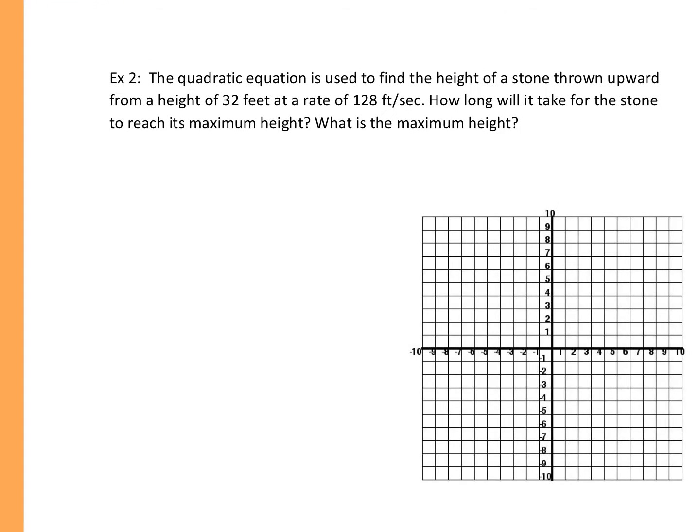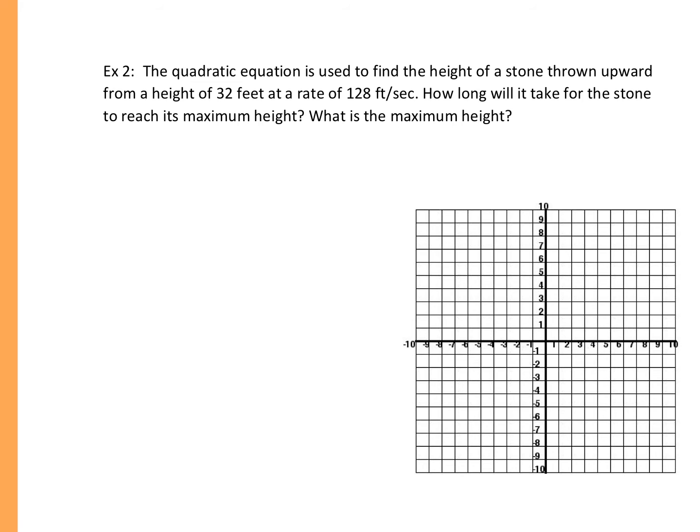So the first thing, we've got this equation. It says the quadratic equation is used to find the height of a stone thrown upward from a height of 32 feet at a rate of 128 feet per second. How long will it take for the stone to reach its maximum height, and what is the maximum height? This is what we just did. So the first thing I want you to do is just set up your equation, and then we'll work through this one together.